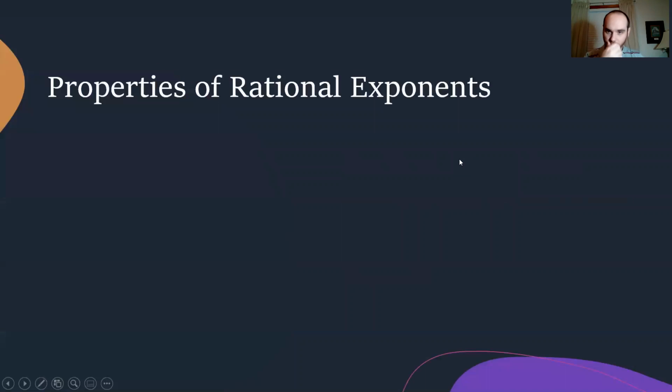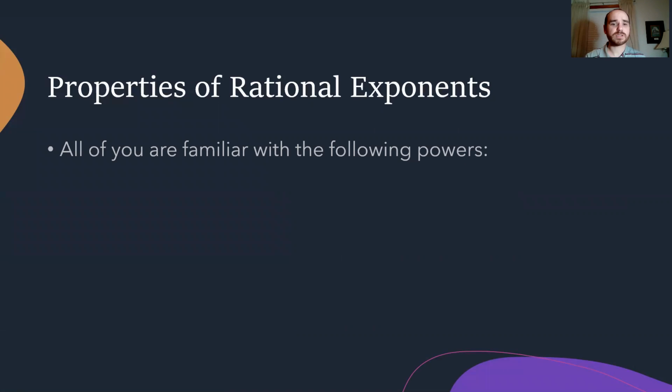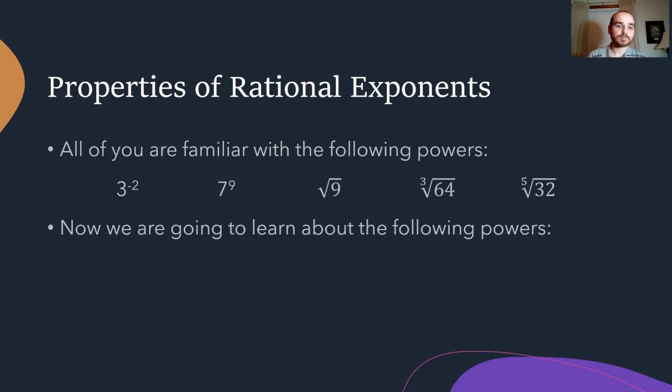So first of all, properties of rational exponents. All of you are familiar with the following powers. You should be able to tell me what 3 to the negative 2 is equal to. You should be able to evaluate all of these. I mean, you probably can't do 7 to the ninth by hand because it's going to be a massive number, but you know what to do at least, right? Multiply 7 by itself 9 times. 3 to the negative 2, that's 1 over 3 squared. Square root of 9, obviously. Cube root of 64, fifth root of 32. You all should know all of those things and how to solve them.